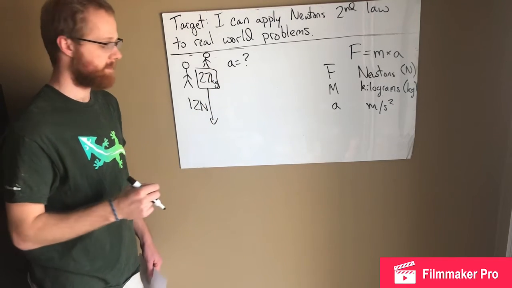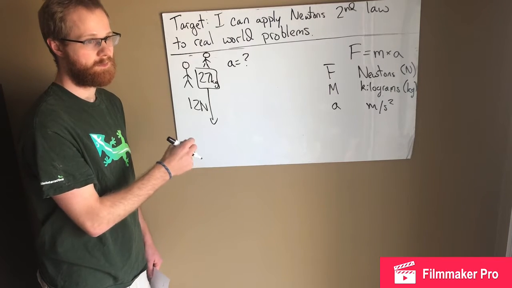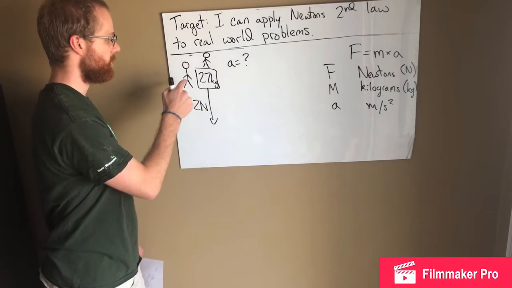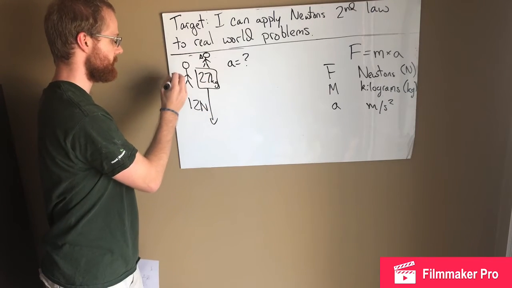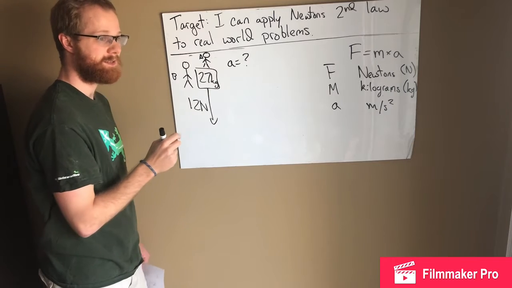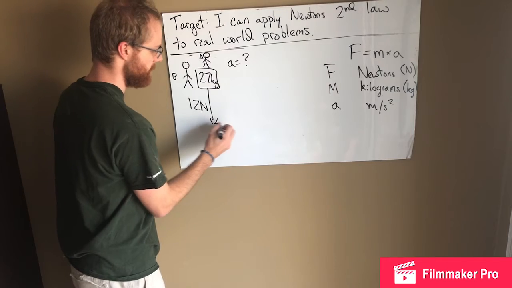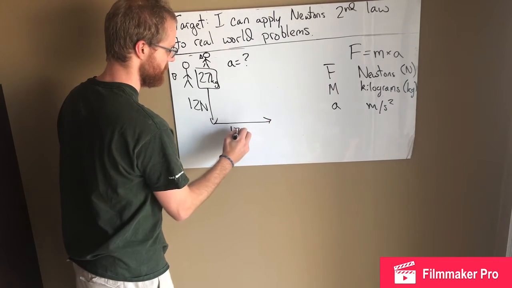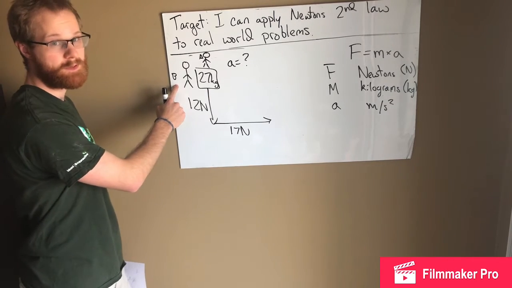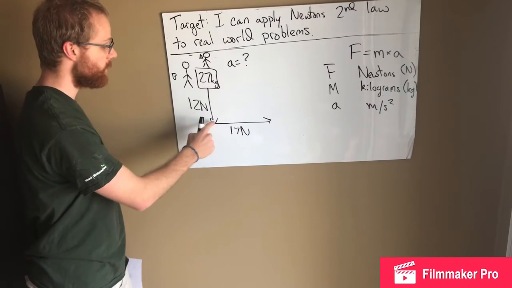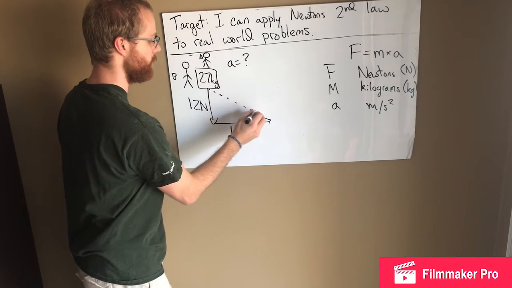And the head to tail method basically states that at the end of every head, we're going to have the tail of another vector. So person A is pushing with 12 newtons north, and person B is pushing with 17 newtons east. So at the head of my first vector, I'm going to have my second vector, which is 17 newtons. That's the force being applied by person B. And we can see when we're using this head to tail method, we create a triangle.